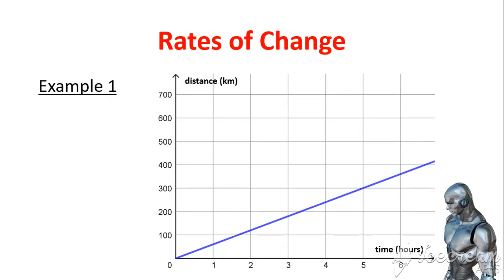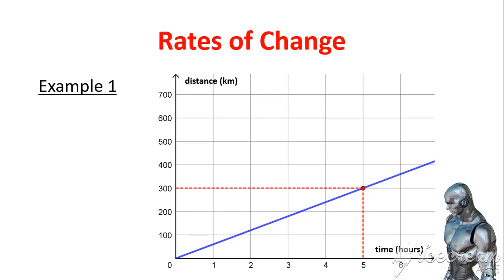Straight into example 1, we have a graph here. On the x-axis, we have time in hours, going up 1, 2, 3, 4, 5, 6 hours. And on the y-axis, we have distance in kilometers, going up in hundreds of kilometers. We're going to work out the gradient of this line, or the rate of change. So we're going to take the origin as our first point, and I found another point here. At 5 hours, we're up at 300 kilometers.